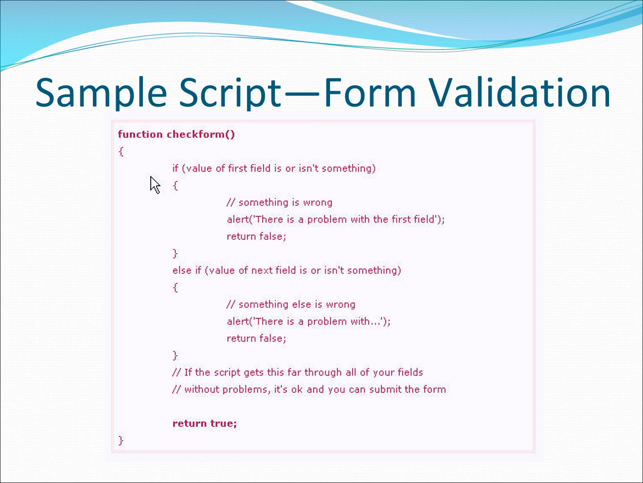So this is an example of a form validation script. Here we can see that the function is checkForm. If the value of the first field is not something, then it will produce an alert box: there is a problem with the first field. Else if the value of the next field is not something, there is a problem with that particular field, and that will be displayed. So this function is used for generating alert boxes if any problem with the content of a field occurs.